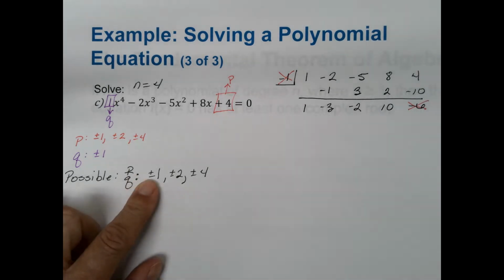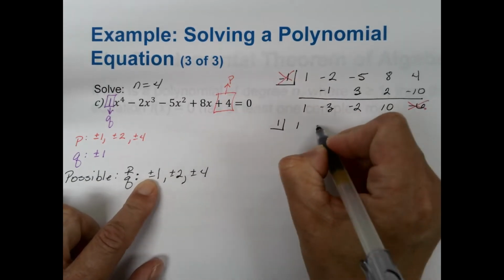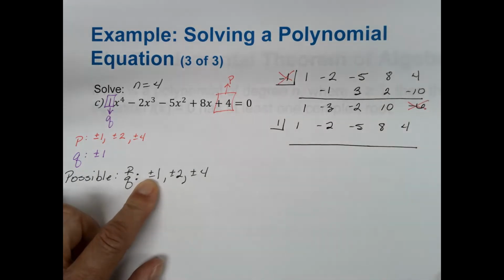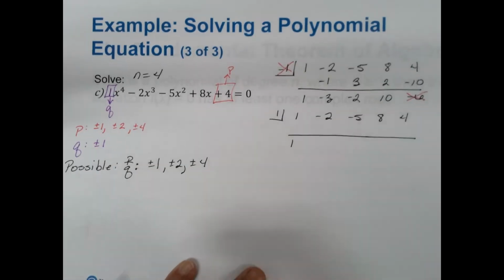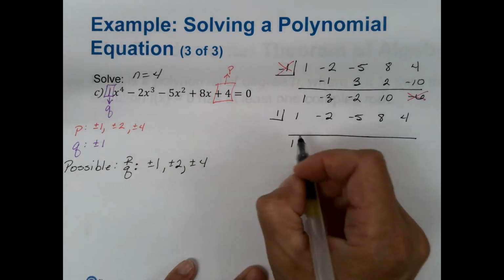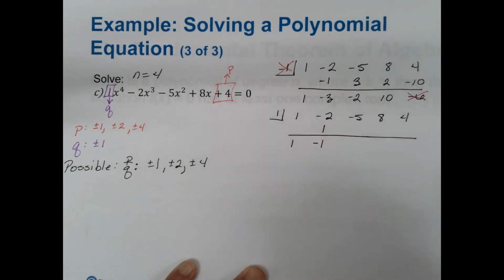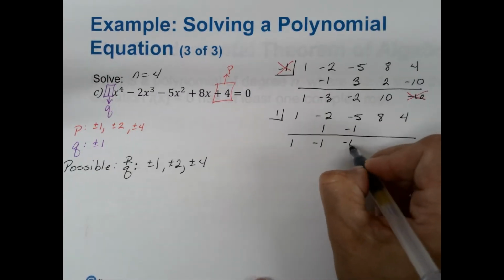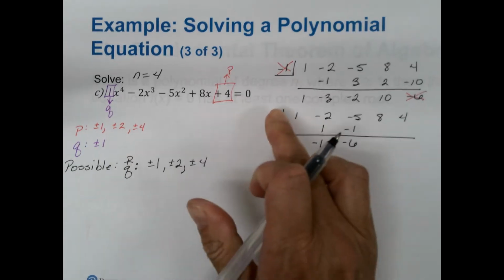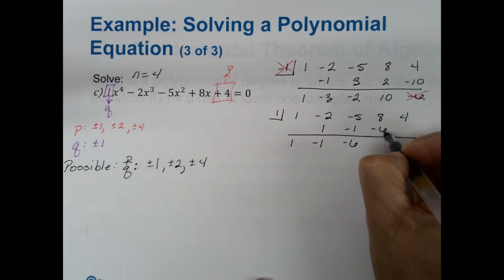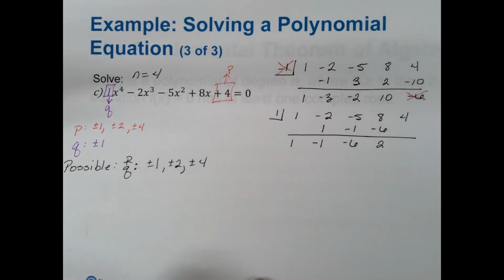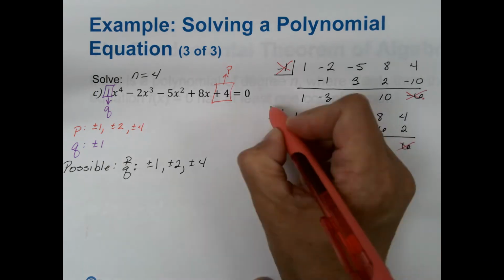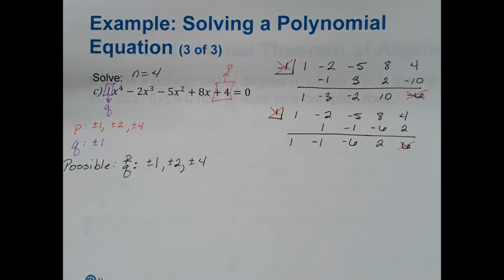Moving on to the next one, a positive 1. 1, negative 2, negative 5, 8, and 4. Bring down the 1. 1 times 1 is 1. When I add negative 2 plus 1, that's a negative 1. 1 times a negative 1 is a negative 1. When I add, I get a negative 6. 1 times a negative 6 is a negative 6. When I add, I get 2. 2 times 1 is 2. When I add, I get 6. So neither 1 nor negative 1 is a 0 of our function.